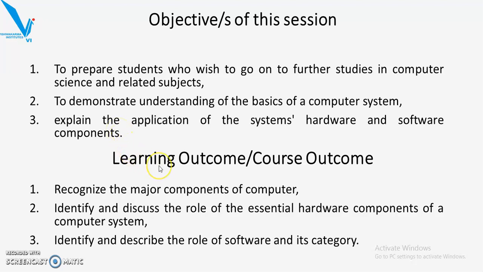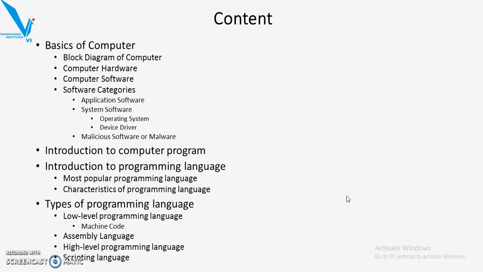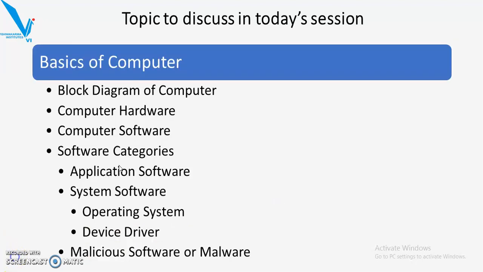Now the learning outcomes of this session that you will take away from this session, that is recognizing the major components of computer, identify and discuss the role of essential hardware components of computer system, and identify and describe the role of software and its category. These are the contents of this topic. Topic to discuss in today's session, that is block diagram of computer, computer hardware, computer software, various software categories.